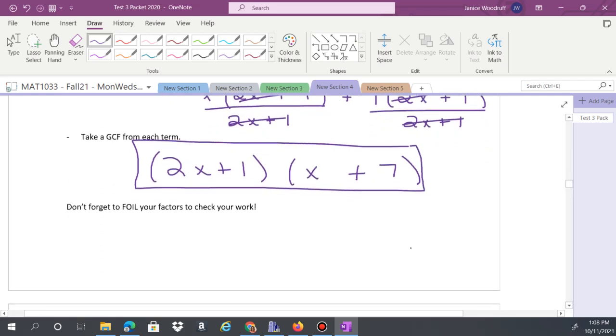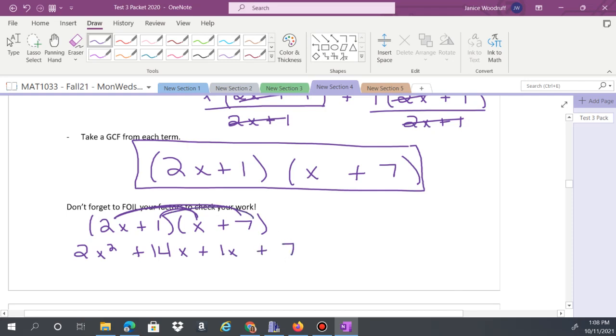And then if we want to check that, we're going to FOIL this to make sure it goes back to the original equation. So if I FOIL this, I got 2x times x would give us a 2x squared. My outsides, 2x times 7 gives me 14x. My insides, 1 times x, gives me 1x. And then 1 times 7, 7.